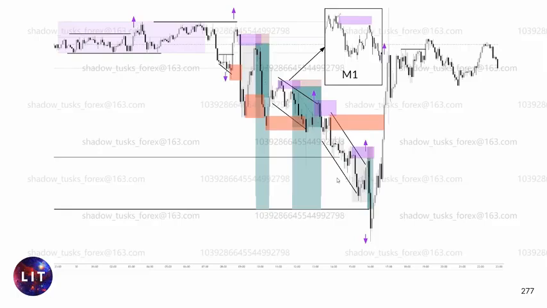Then again, we give M1 EDM mitigation, a little bit risky because you're within the build up. So wouldn't blame you too much if you didn't take a trade like this.